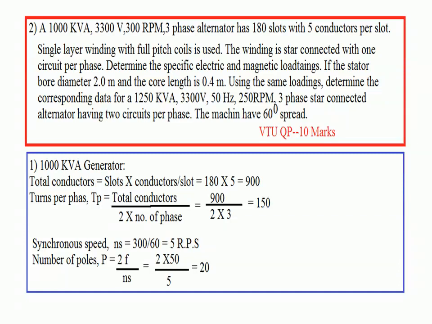150. Synchronous speed Ns, 300 rpm is there. 300 by 60, 5 rps. Once you know the synchronous speed Ns, it is also equal to 2f by P. It is possible to determine the number of poles.